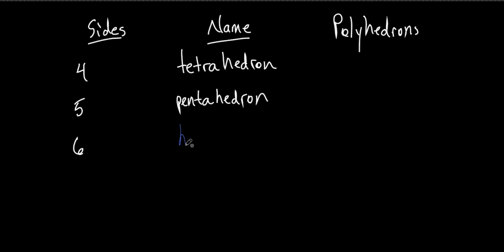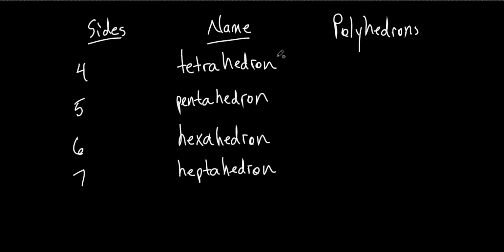We already talked about 6. It's a hexahedron. 7's kind of weird. I think they use hepta. Now, some books might use septa, I've seen that before, but this book uses hepta. Hepta what? No, it's not a heptagon. Follow the pattern here. Everything ends in hedron. It's a heptahedron.